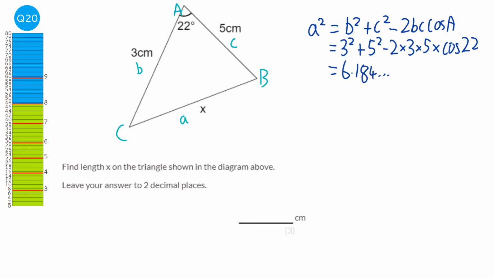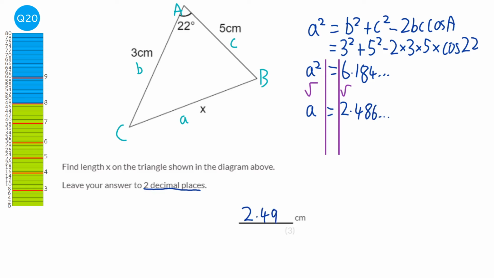6.184 blah blah blah. But that's what a squared is, so what we need to do now is just quickly solve that by square rooting both sides. And so we get a equals 2.486 blah blah blah. It says it wants its 2 decimal places, so that's going to be 2.49.